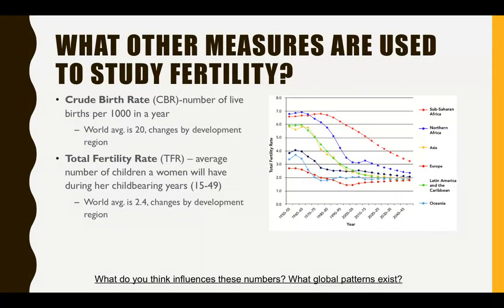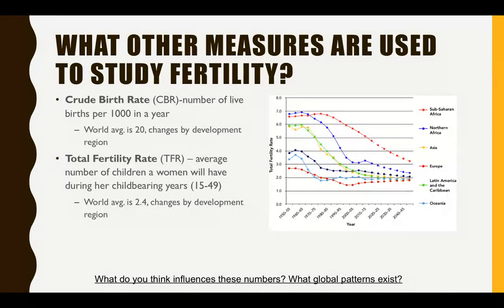The other statistics we need to look at, we already talked about crude birth rate. Total fertility rate is a big one, though. Total fertility rate is the average number of children a woman will have during her childbearing years, so 15 to 49. And so the world average is about 2.4. And you can take a look at the chart there.